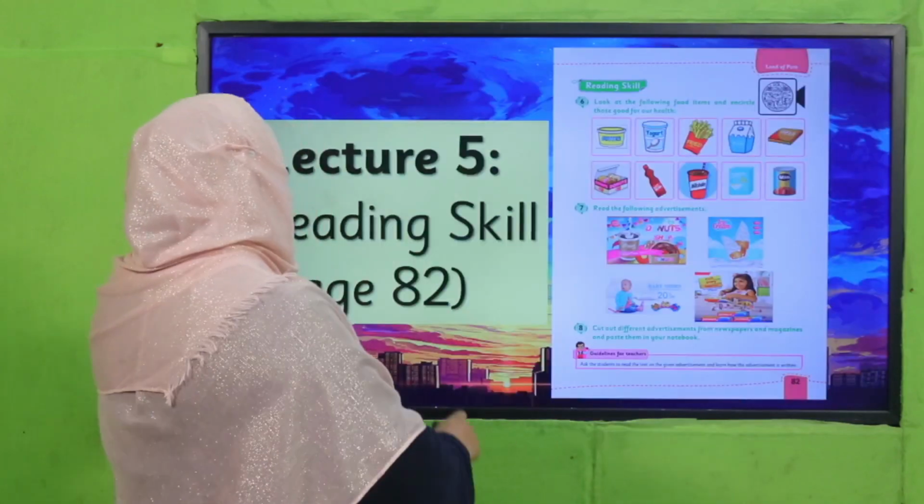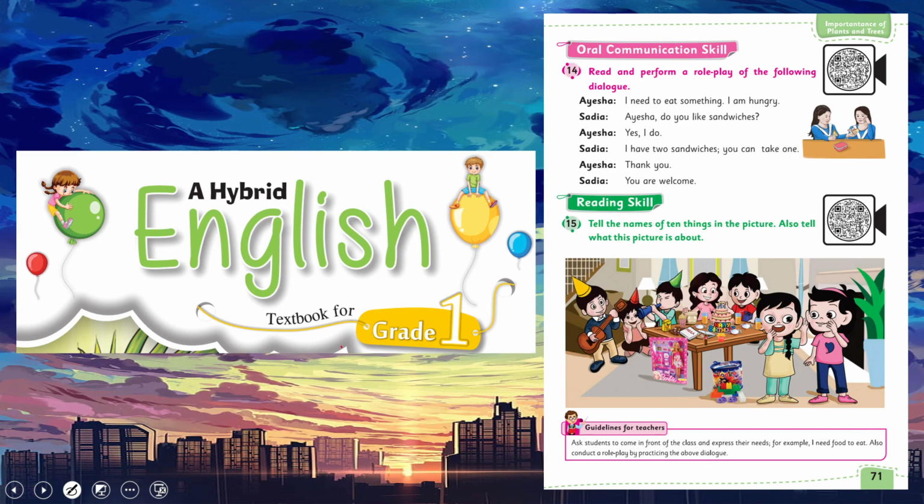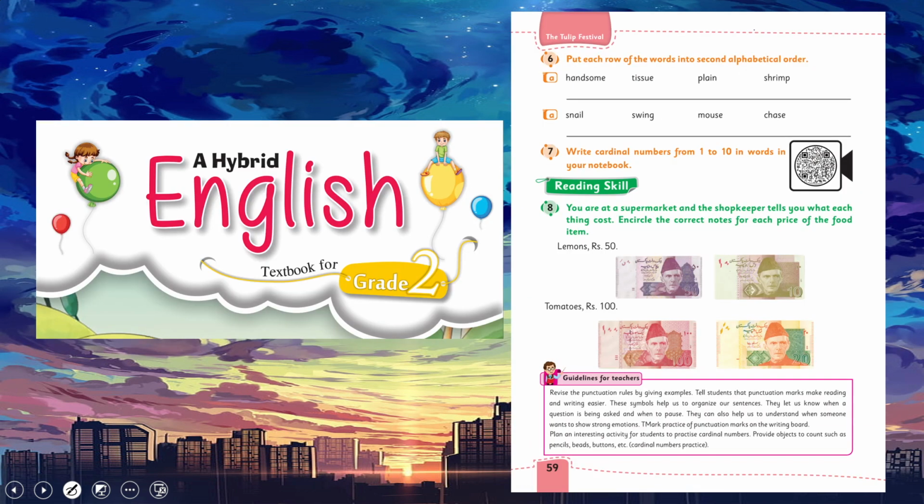Yes, my dear students, today under the title of reading skill, we are going to learn about food labels and advertisements. Before this, in English for grade 1, we have already learned how to read labels and advertisements. I hope you remember this concept. If not, you may watch this video lecture again because this is going to help us to understand.